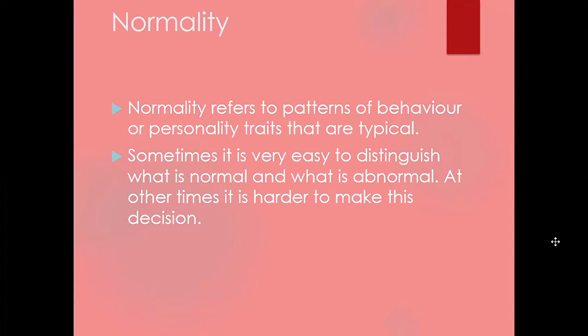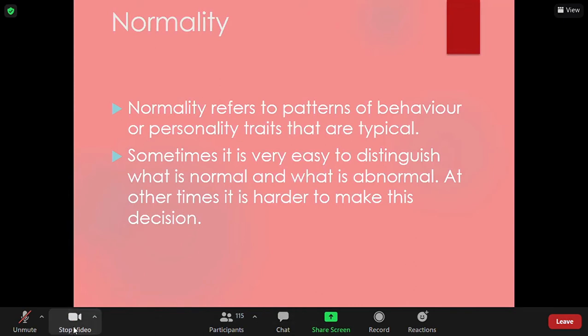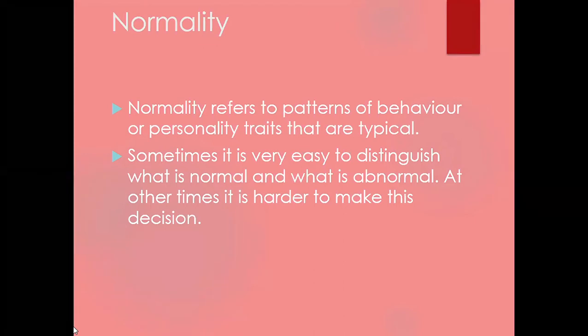Sometimes it is very easy to distinguish what is normal and what is abnormal. At other times, it is harder to make this decision. Now we have a new normal, but we will be talking about the normal. So what is normal behavior? It is expected that we respect our parents. That is our behavior. As children, we kiss the hands of our parents to say good morning. But as the years go by, sometimes we do not practice that anymore.